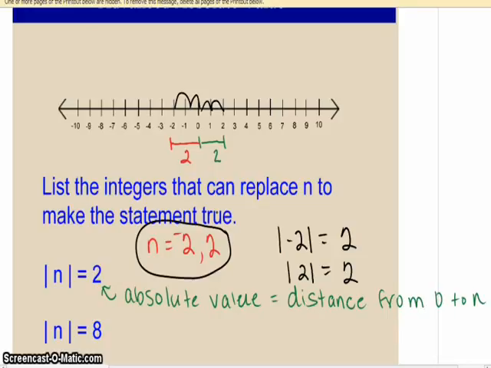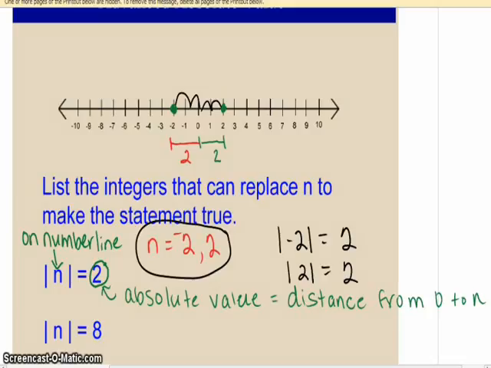So the important thing to keep in mind, once again, is that 2, right here, the number that everything's equal to, is the absolute value or distance. n are the numbers on the number line. So 2 and negative 2 are the numbers on the number line. Those are the numbers or the values of n. So let's try the next problem.